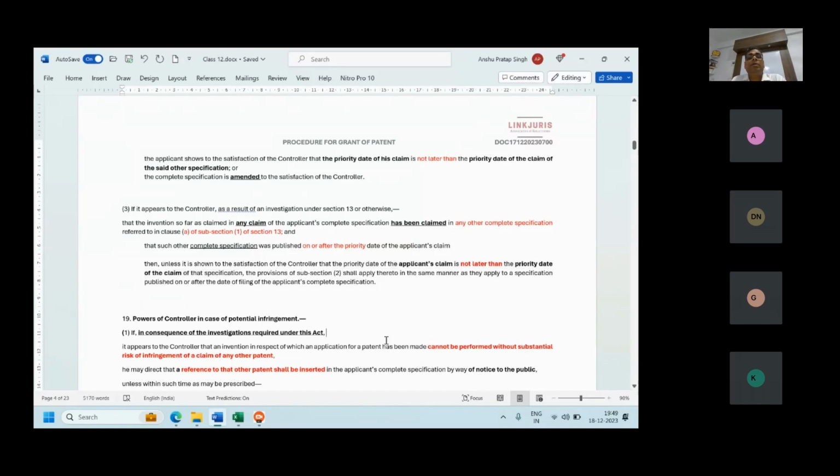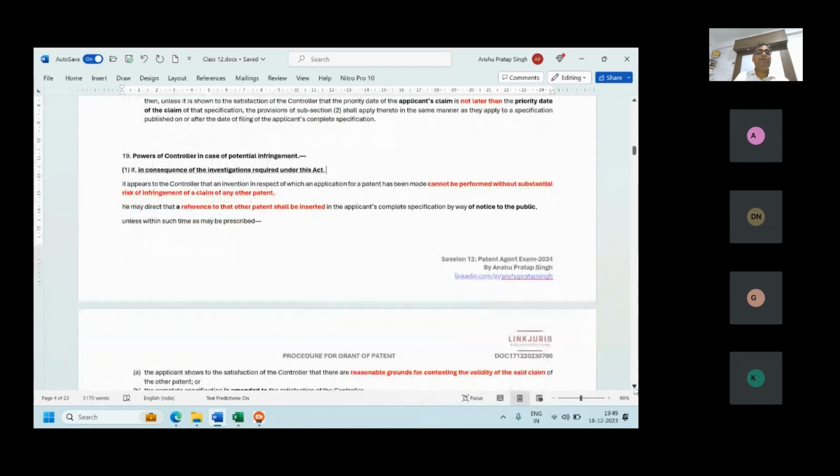Okay. So please remember what the defense is here, and that defense will help you address it, because there can be a question where I have got this objection, how do I address it? Then you have to prove this. So you have to tell, okay, this is how this works. And since the priority date of my claim is not later than the priority date of the claim of what you have cited, I should be granted the patent.